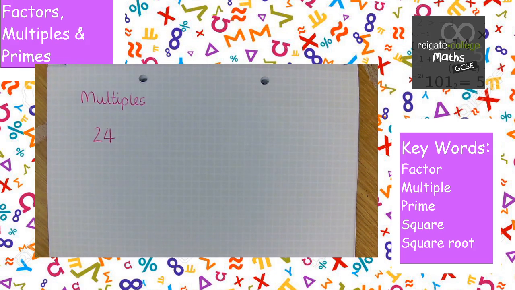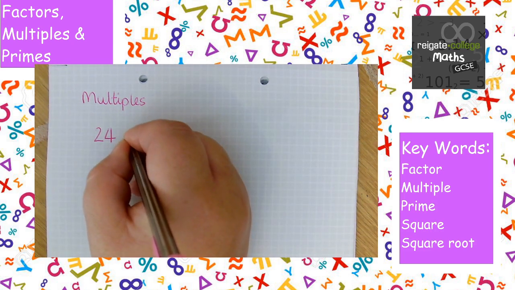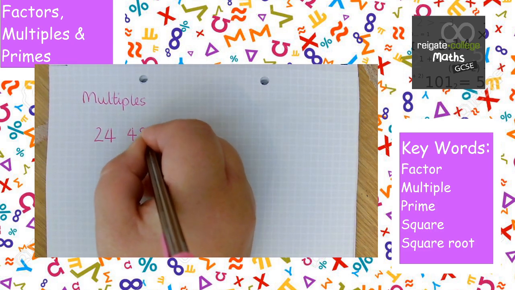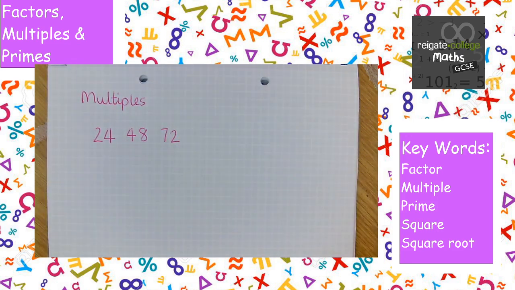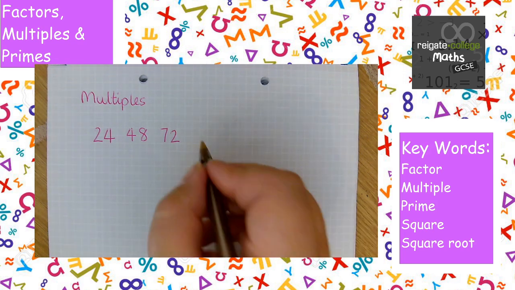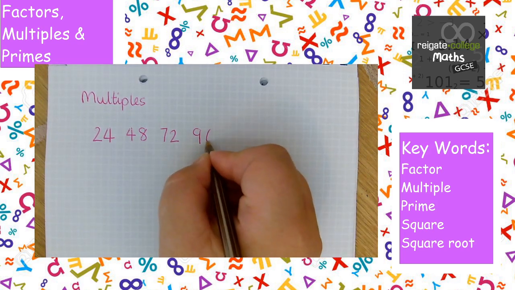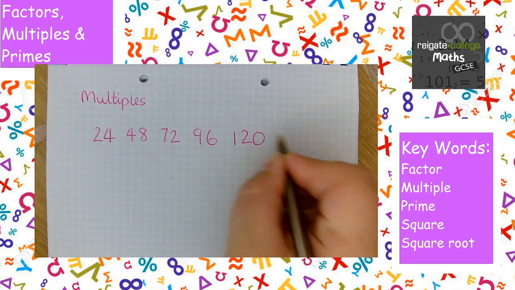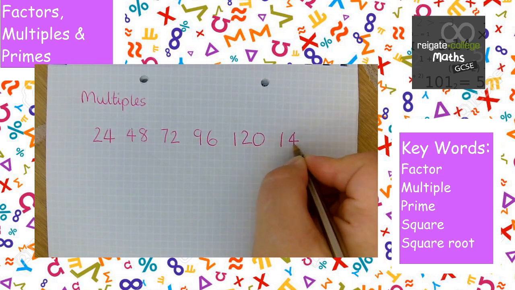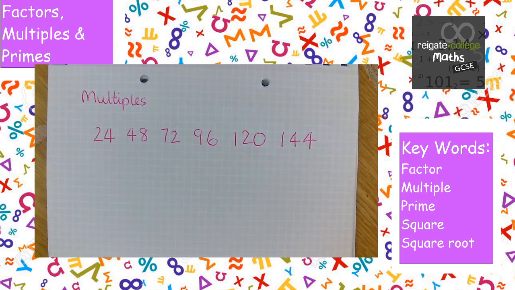If it's a big number like 24, what we're thinking of is adding on 24 each time. So the second multiple of 24 is 48. Add on another 24, you'll get to 72. Another 24 is 96, and so on. So there we have the first 6 multiples of 24.